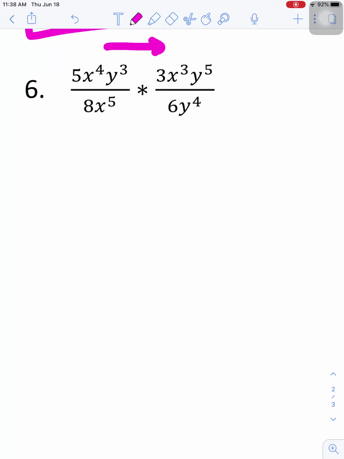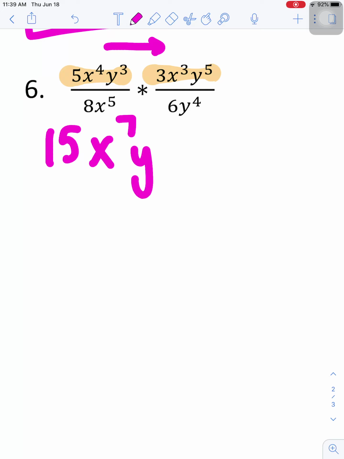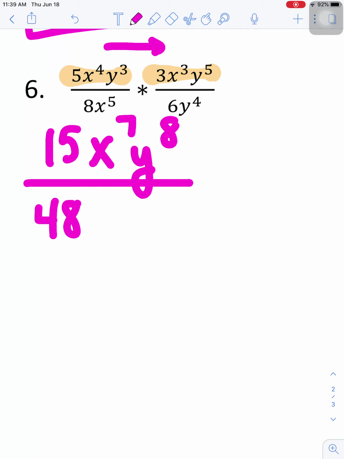So remember, when we multiply two fractions, we multiply numerator by numerator and denominator by denominator. So if we multiply these two numerators together, 5 times 3 would be 15. X to the 4th times x cubed is x to the 7th. Y cubed times y to the 5th would give us y to the 8th. In the denominator, 8 times 6 is 48. And we have an x to the 5th and a y to the 4th.